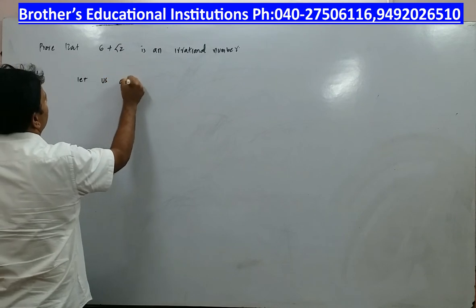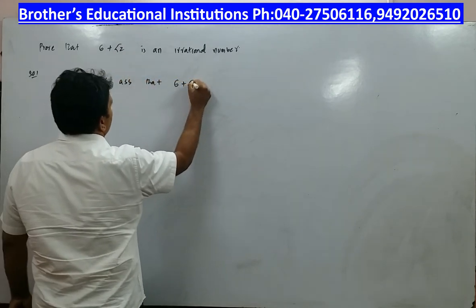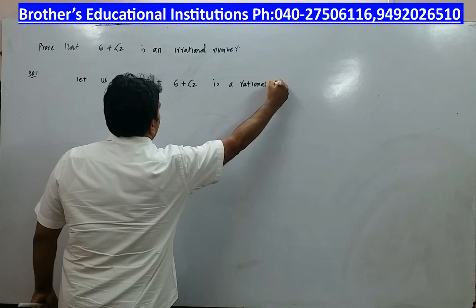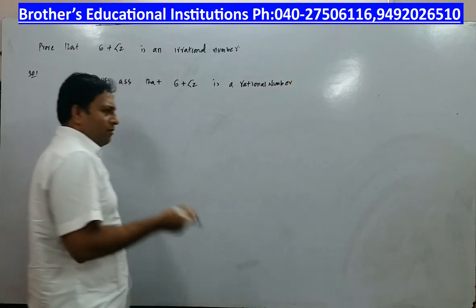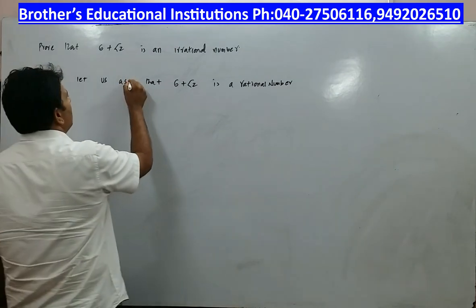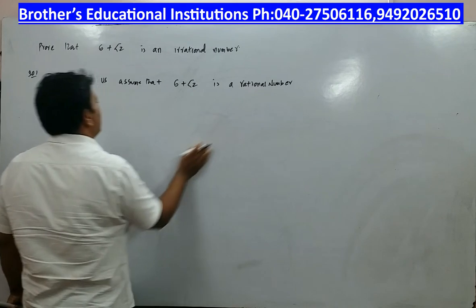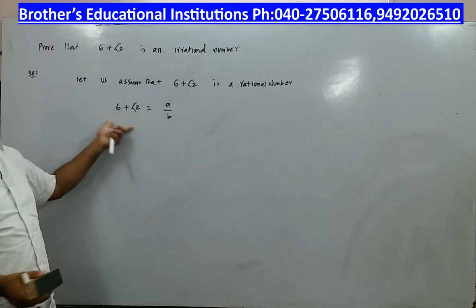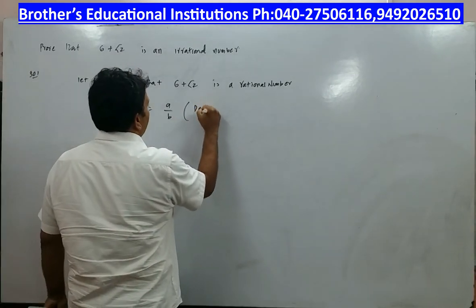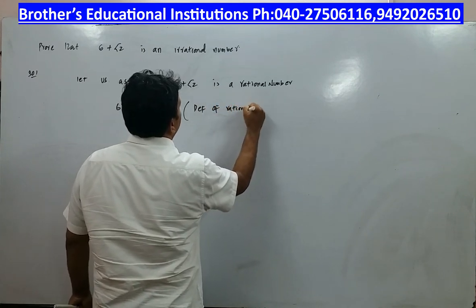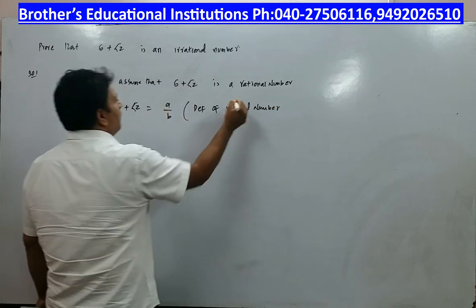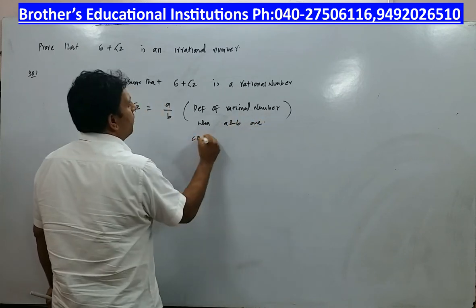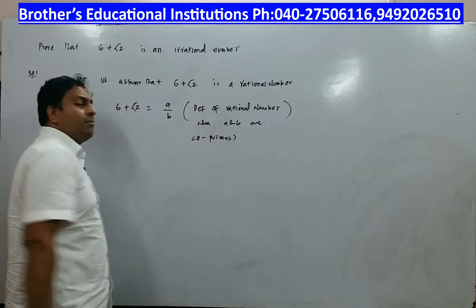Let us assume that 6 plus root 2 is a rational number. Contradictory proof I am doing again. I want to prove something, but I am taking it as not that. So let us assume that 6 plus root 2 is a rational number. If it is a rational number, then 6 plus root 2 will be A by B. A rational number will be of the form A by B. I will write this as the definition of rational number, where A and B are co-primes. We all know that, and all these steps are mandatory, don't forget.